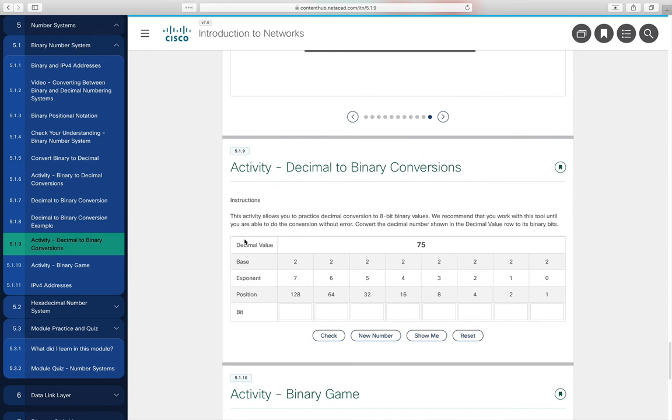As far as decimal to binary conversion, what they're going to do is give you a 75, and you're going to go through and say, can I subtract 128 from that? No, I can't. Can I subtract 64 from that? Yes, I can. So you can go through and do that activity and then check. It also gives you opportunity for a new number if you like.